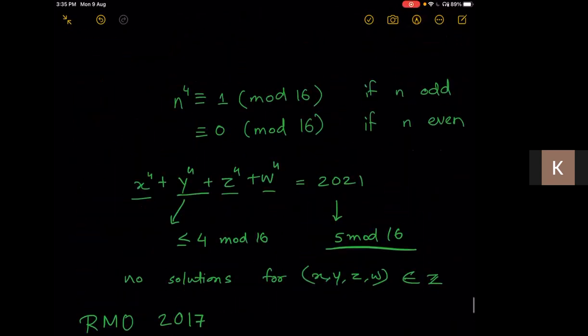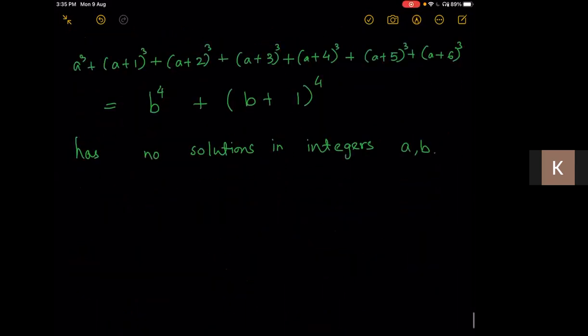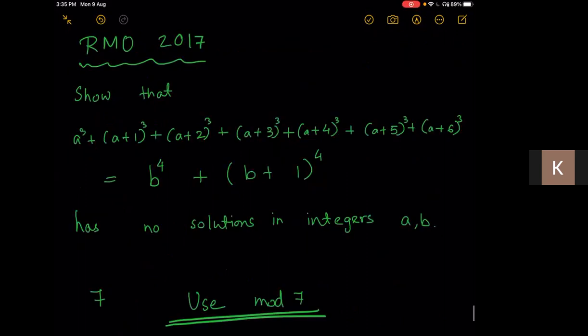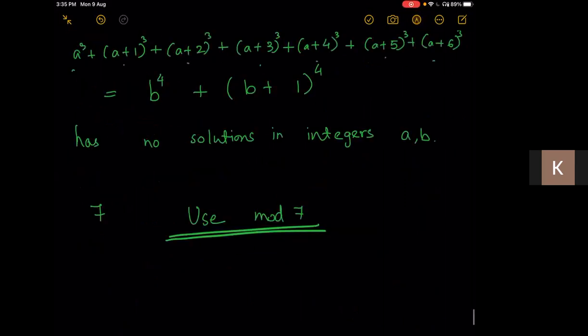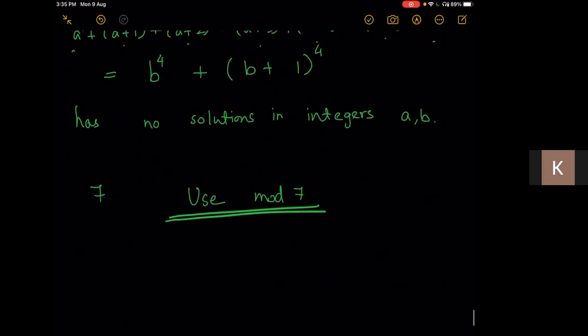So you have to proceed like this only. Here we took mod 16. Here you have to use mod 7. And why will you use mod 7? Because see there are 7 consecutive numbers. There is no very good logic to this. That's why it's a hard question. You have to think.